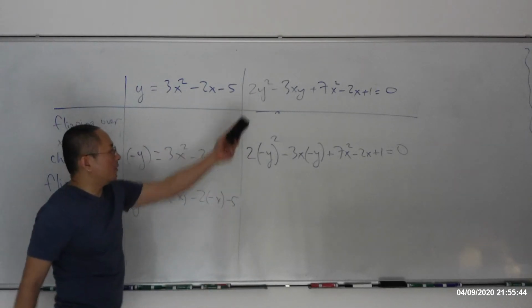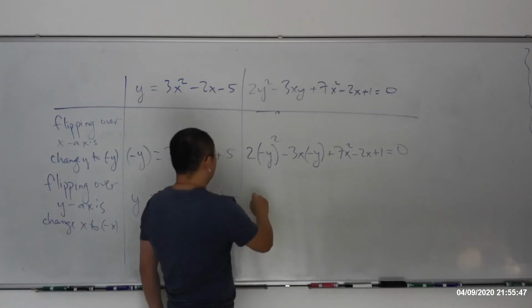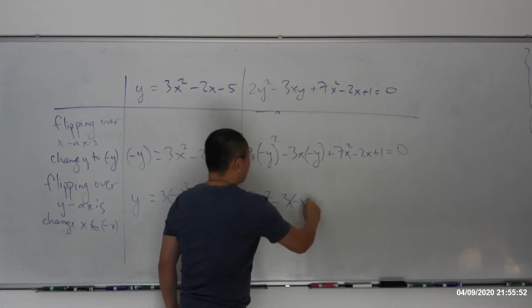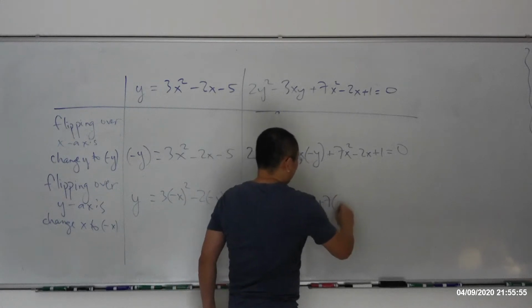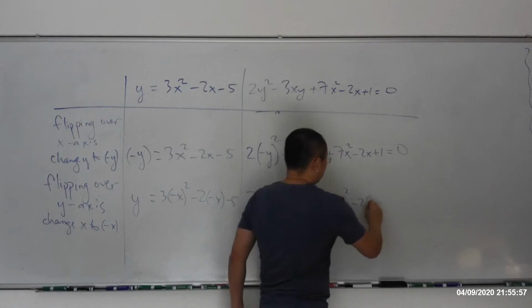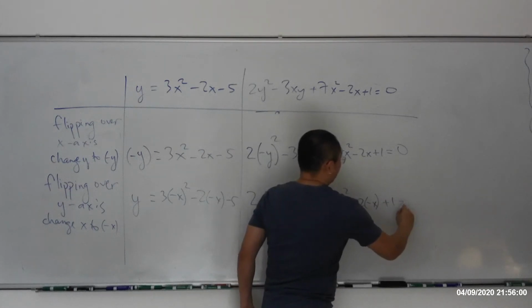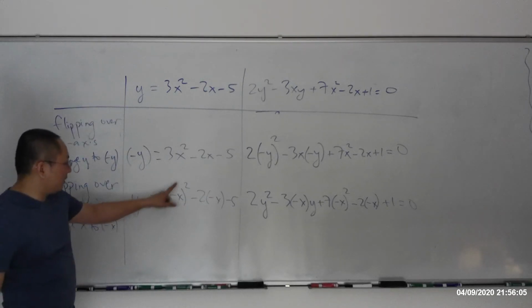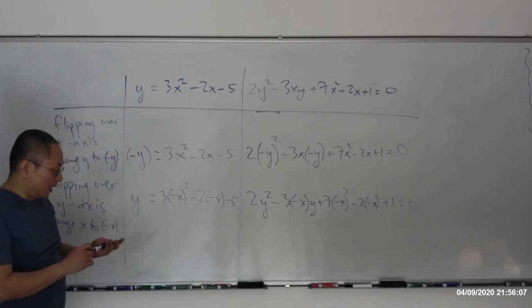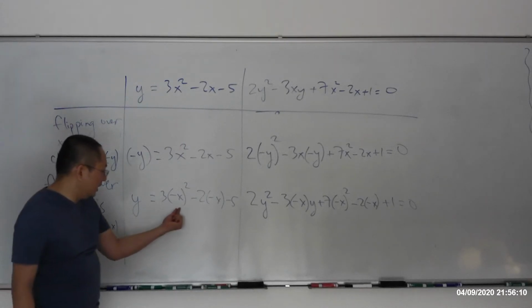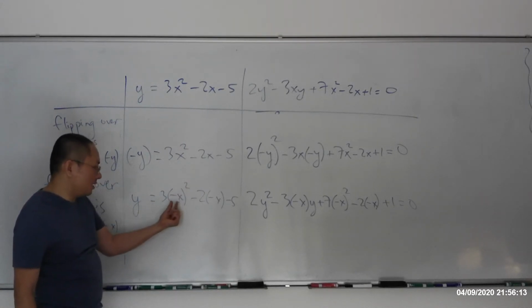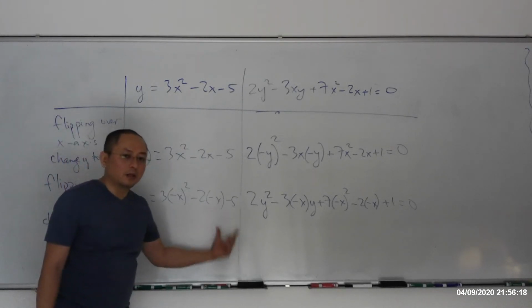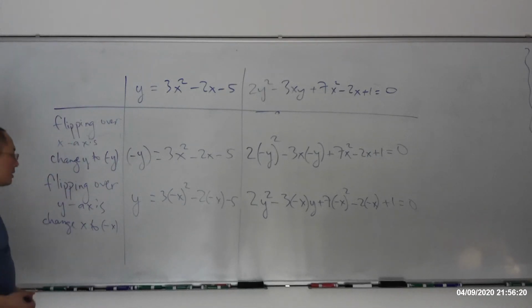And of course, you do the same thing for the other example. I keep y the same: 2y squared minus 3 negative x, y plus 7 negative x squared minus 2 times negative x plus 1 equal to 0. You guys see the way I wrote? Change x to negative x, I put negative in parentheses. Everything else I copy the same. It's very important because in here, if you simplify, negative x squared is just x squared. But this one is what? Negative 2 times negative x, you're going to have positive 2x, okay? And I'll leave the simplification part for you guys to practice.